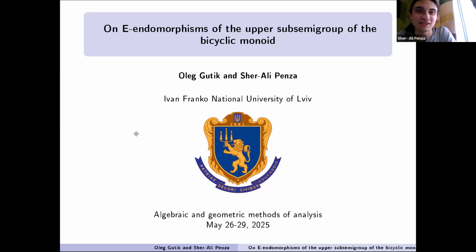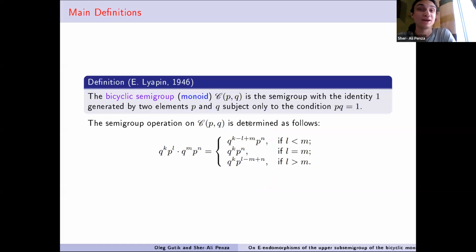Today my talk is on E-endomorphisms of the upper semigroup of the bicyclic monoid. Today we have seen already the definition of the bicyclic monoid. The bicyclic semigroup is a semigroup with the identity element generated by two elements P and Q, subject only to the condition PQ = 1, and the semigroup operation is determined as follows.